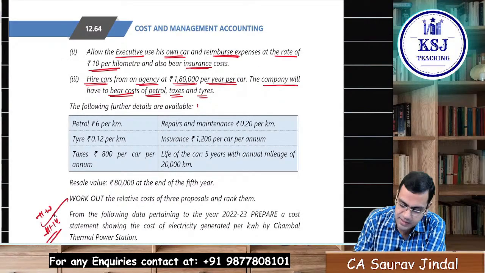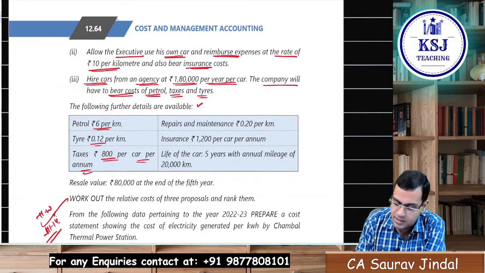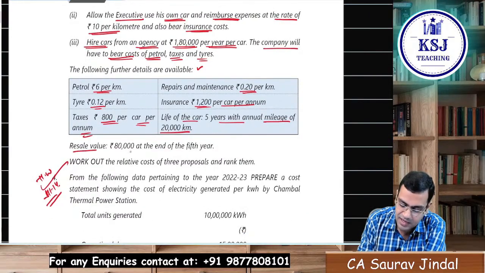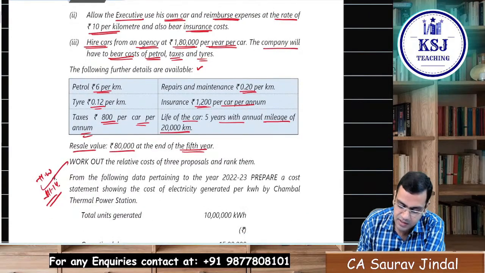Further information is given. Petrol is 6 per kilometer, tire is 0.12 per kilometer, taxes 800 per car per annum, repairs and maintenance 0.20 per kilometer, insurance is 1200 per car per annum, life of the car 5 years with the annual mileage of 20,000 kilometers, resale value is 80,000 at the end of the 5th year. Work out the relative cost of the 3 proposals and rank them.